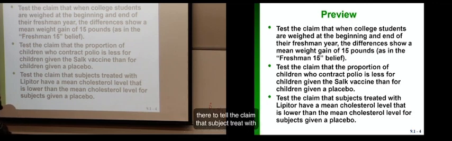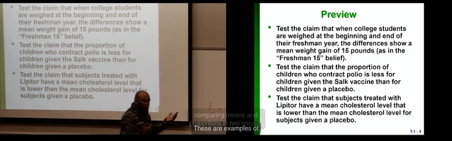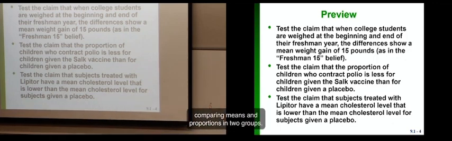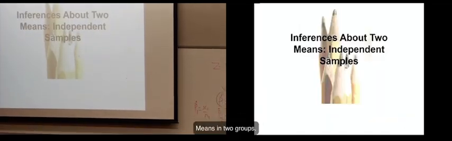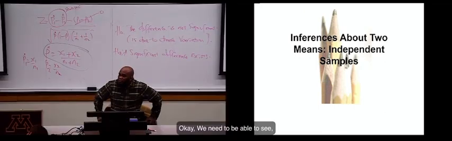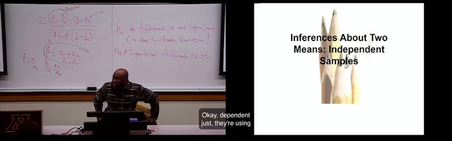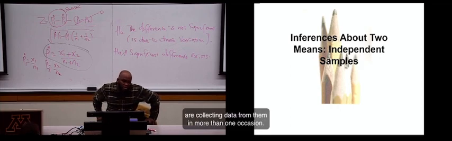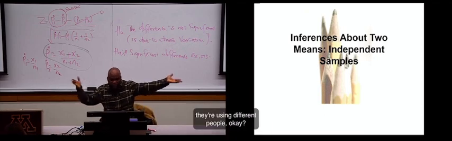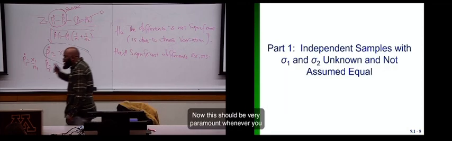Then, test the claim that subjects treated with Lipitor have a mean cholesterol level that is lower than the mean cholesterol level for subjects given a placebo. So these are examples of comparing means and proportions in two groups. Like I said, I want to focus on comparing means in two groups. We need to be able to see: are we talking about dependent or independent? Dependent is just they are using the same individuals, except that they are collecting data from them in more than one location. But for independent, of course, they're using different people. Now this should be very paramount.